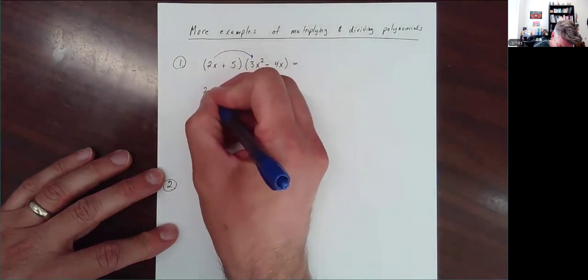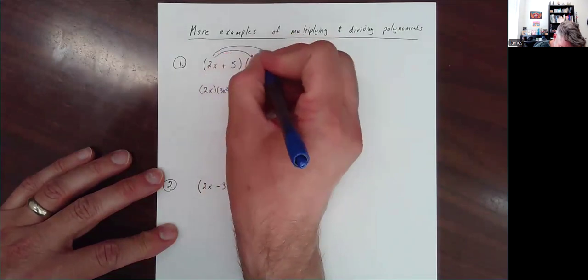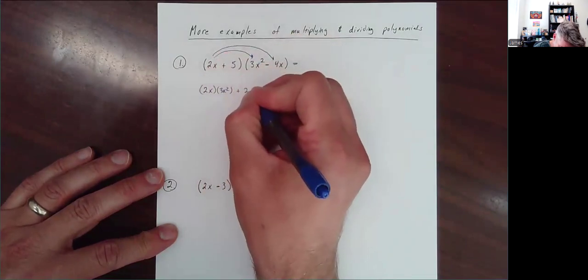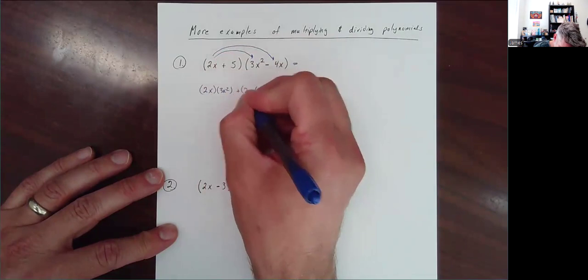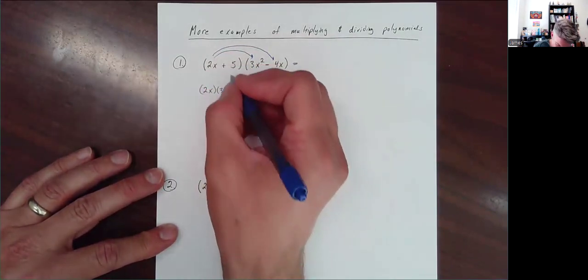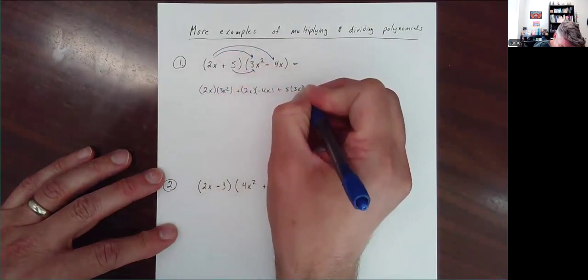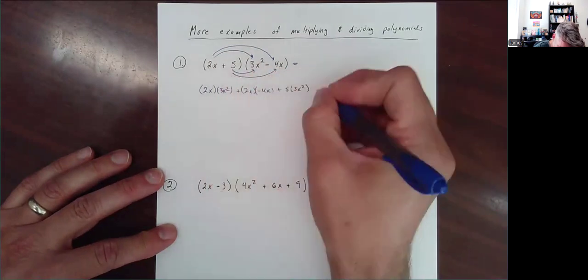So you get 2x times 3x squared. And then 2x has to multiply the negative 4x. And then 2x is multiplied by everything in this other one. So then I move on to the next thing. The 5 multiplies the 3x squared. I'm probably doing more work than I need to here. And the 5 multiplies the negative 4x.